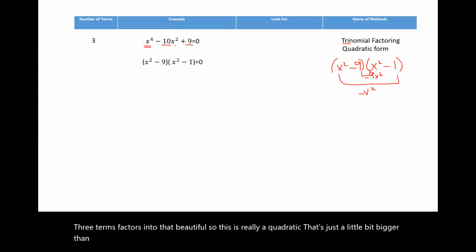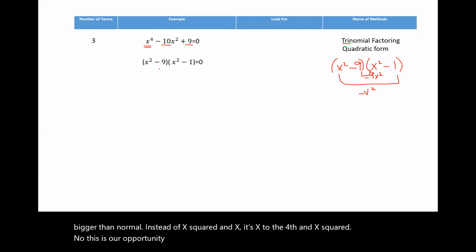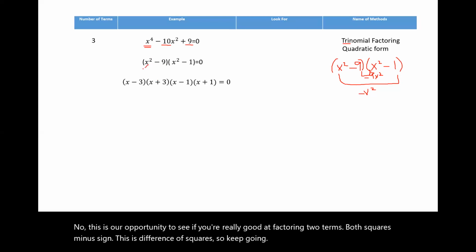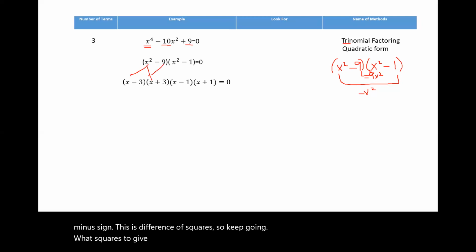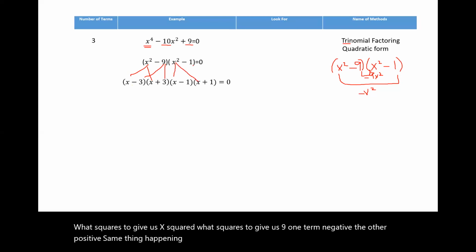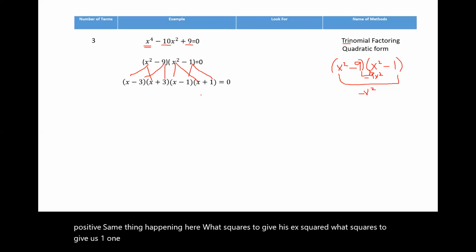Instead of x squared and x, it's x to the 4th and x squared. Now, this is our opportunity to see if you're really good at factoring. 2 terms, both squares, minus sign. This is difference of squares, so keep going. What squares to give us x squared? What squares to give us 9? One term negative, the other positive. Same thing happening here. What squares to give us x squared? What squares to give us 1? One term negative, the other term positive. 4 answers for that one.